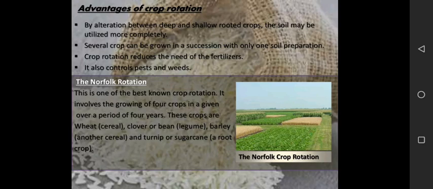Now, the best example is Norfolk rotation. This is one of the best known crop rotations. It involves the growing of 4 crops over a period of 4 years. These crops are wheat, that is a cereal, clover or bean, that is a legume, barley, that is another cereal, and turnip or sugar cane, a root crop.